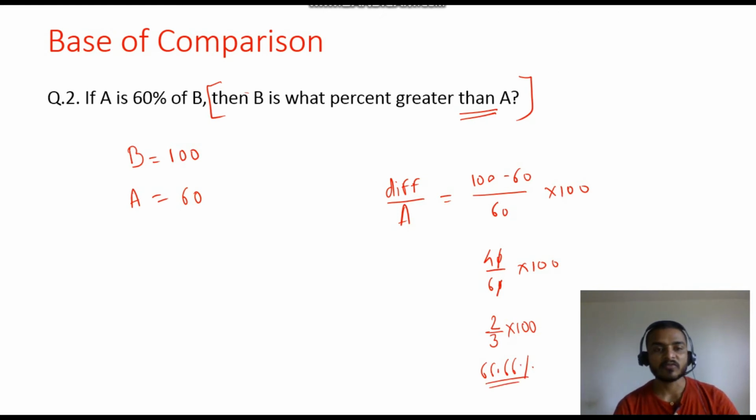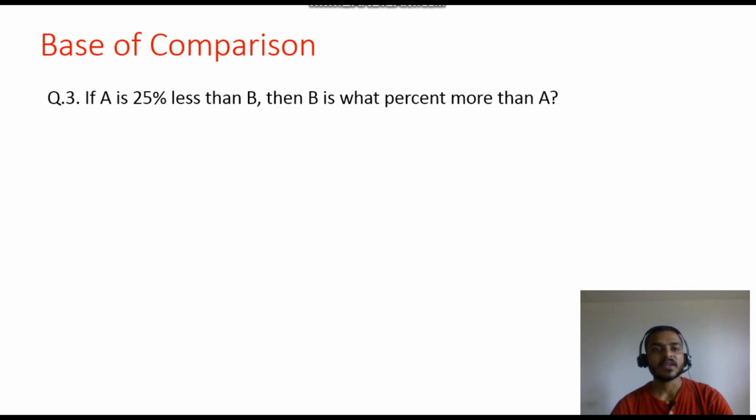Okay, let us have a look at one more question. If A is 25% less than B, then B is what percent more than A? So again we have a question here which can be answered with the help of the values of A and B. So let us find out the values of A and B first.